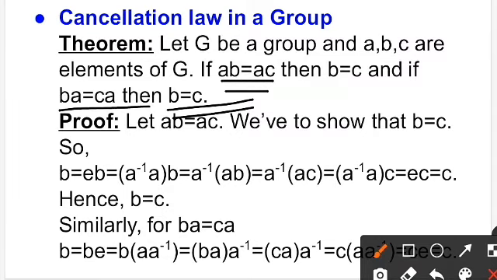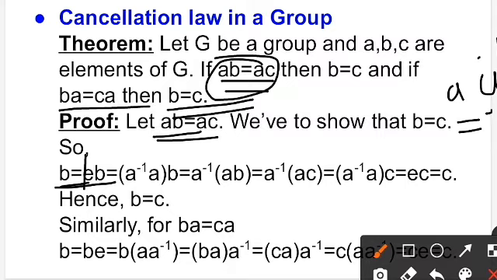So what will we do? We will start with AB is equal to AC. We have to show that B is equal to C. So we will start with B. B can be written as B is equal to E into B, where E is the identity element. And we know that A into A inverse is equal to E, right? So we are substituting this value of E here, so B is equal to A into A inverse into B. So by the associative property, we can write it as A inverse into AB.